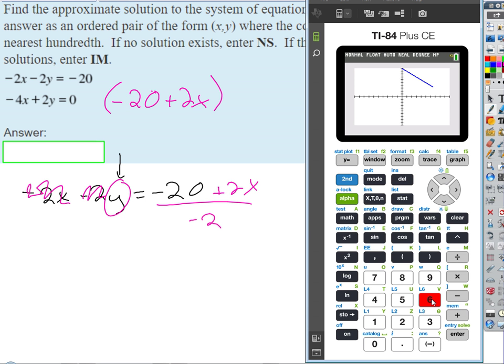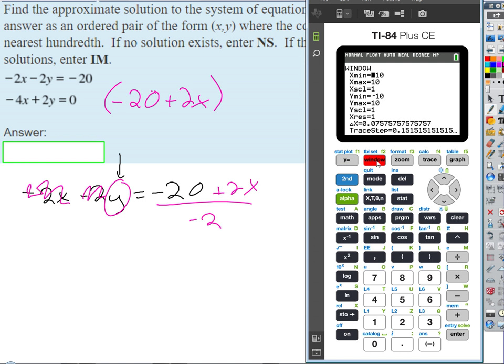And so if it doesn't work immediately on zoom 6, I would just go to the window and make the window really big. Like I could go from, if I wanted to, negative 1,000 to positive 1,000 for my x's. And now I would choose zoom 0, right? Because now I'm going to let the calculator choose whatever y settings I need so I can see both lines on that x scale. Does that make sense?